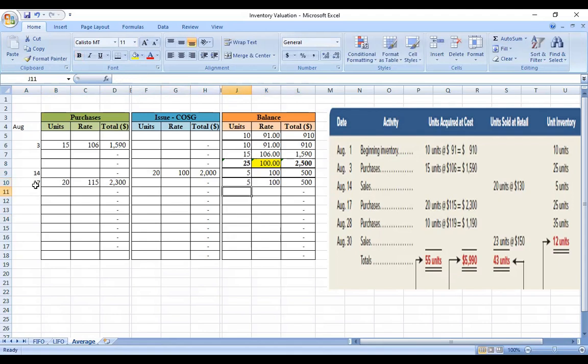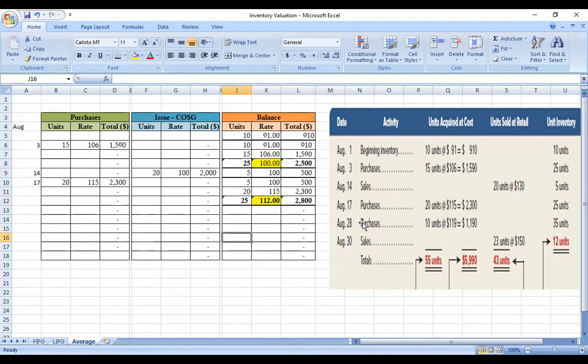Now what? We have purchased 20 units at the rate 115. This will become 2300 as it is. Now we have to total this amount, and obviously these units. And we have to calculate this weighted average rate with the same formula, that is this divided by this. Yes. Done? Yes. This is our balance, so it will be represented by a thick border.